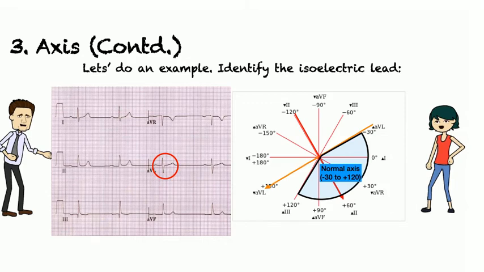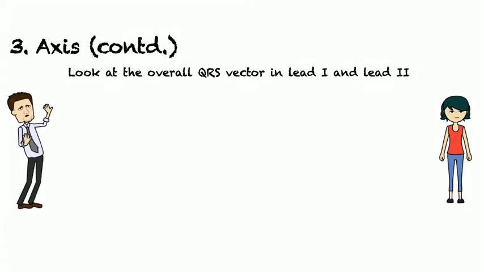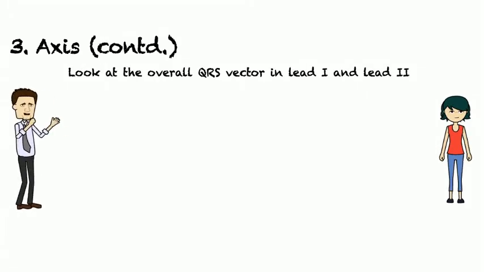I am getting impatient. Is there any easy trick to figure out the axis? Of course, who doesn't like shortcuts?